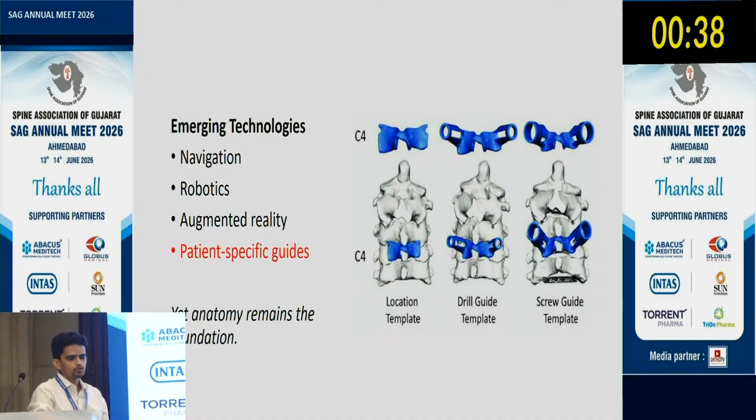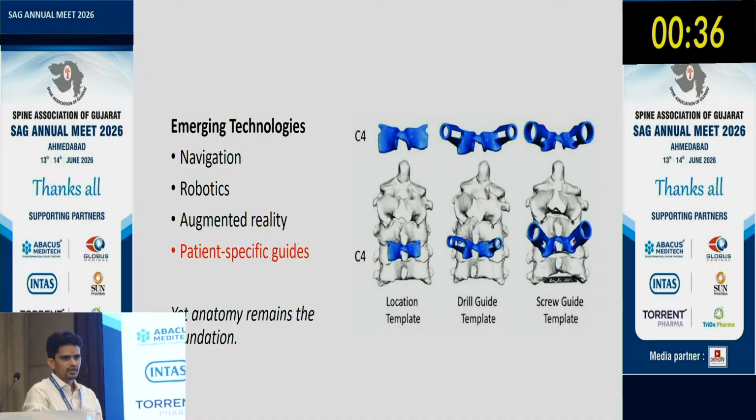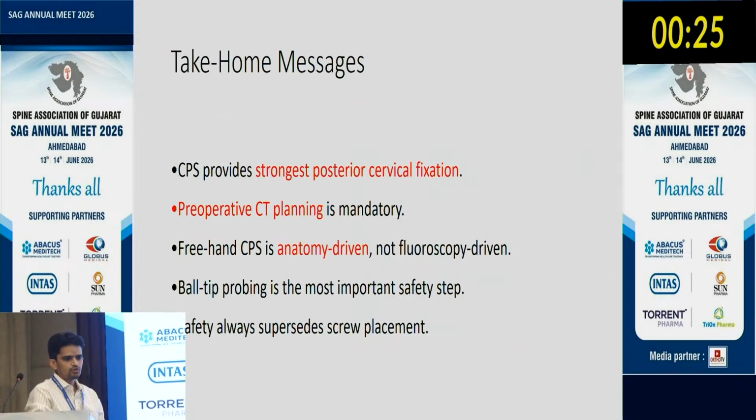Technology can definitely be useful in this: navigation, robotics, augmented reality, everything. There are patient-specific guides also which can help us to put these screws, but still anatomy remains the foundation for freehand screw insertion. So the take-home message: it is the strongest posterior cervical fixation method, but preoperative CT planning is mandatory. It is anatomy driven, not fluoroscopy driven. Ball tip probing is the most important step throughout the procedure, and safety always supersedes the screw placement.